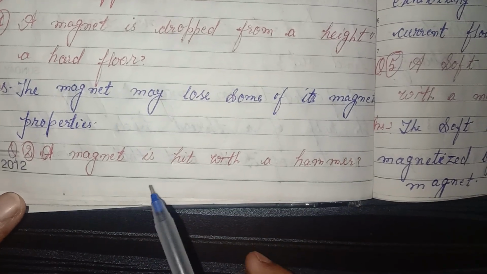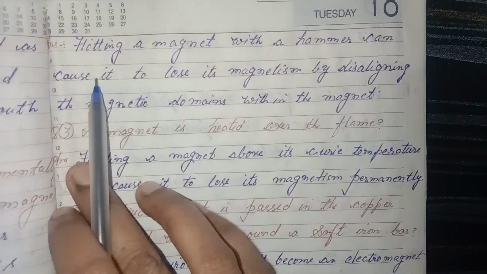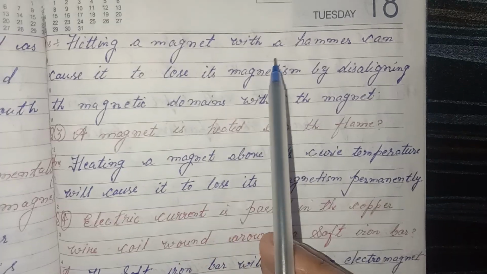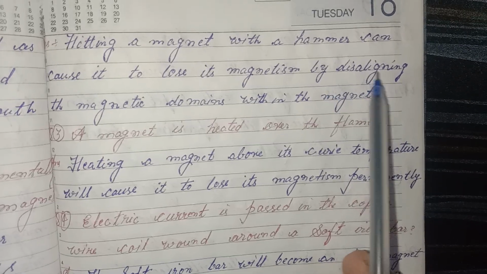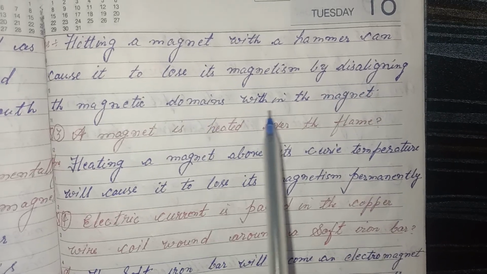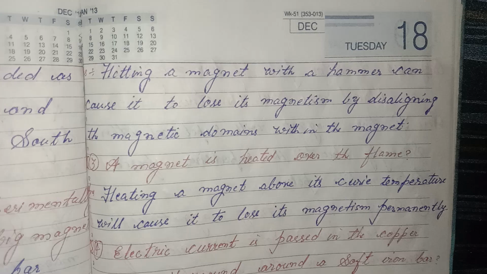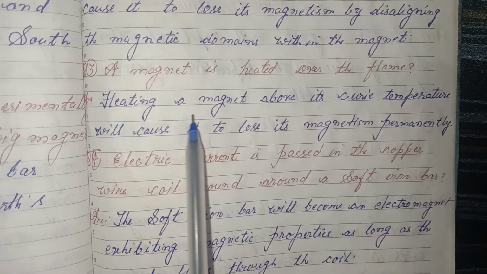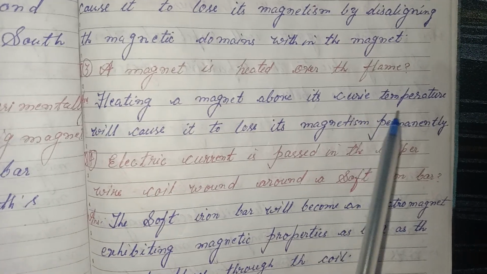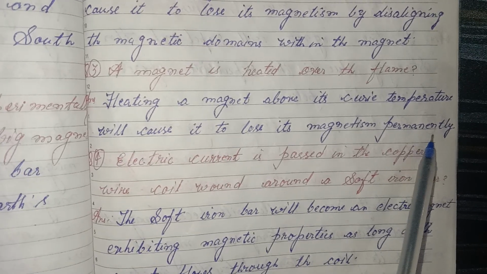Second, a magnet is hit with a hammer. Answer: hitting a magnet with a hammer can cause it to lose its magnetism by disaligning the magnetic domains within the magnet. 3. A magnet is heated over the flame. Answer: heating a magnet above its Curie temperature will cause it to lose its magnetism permanently.